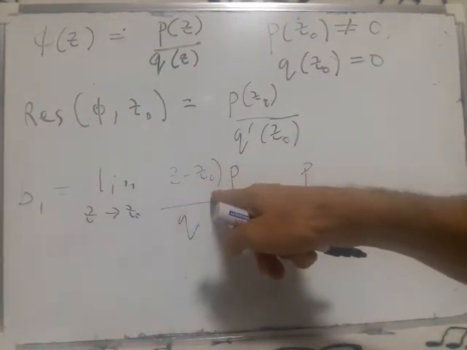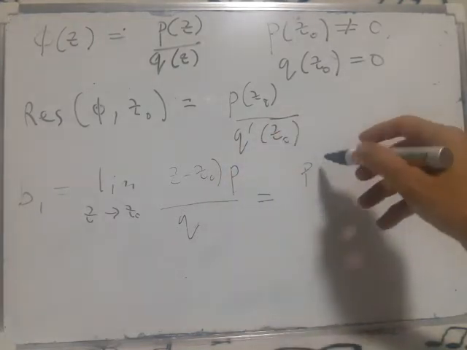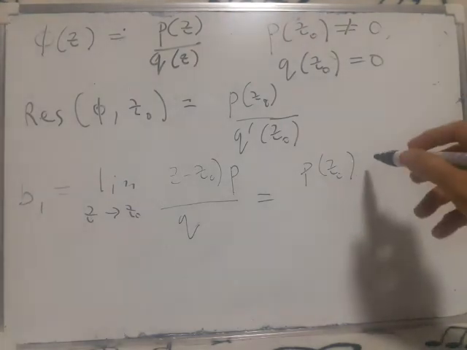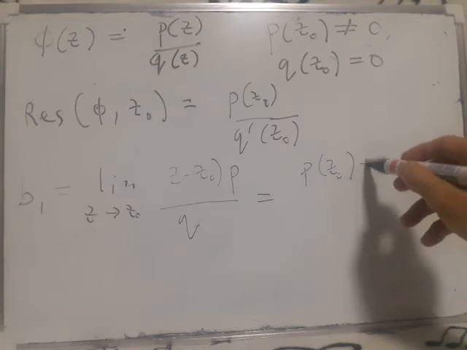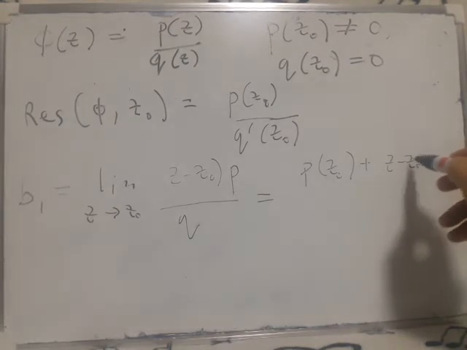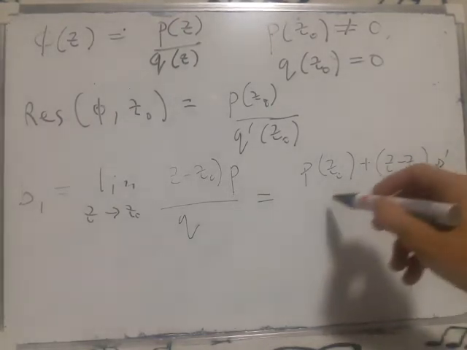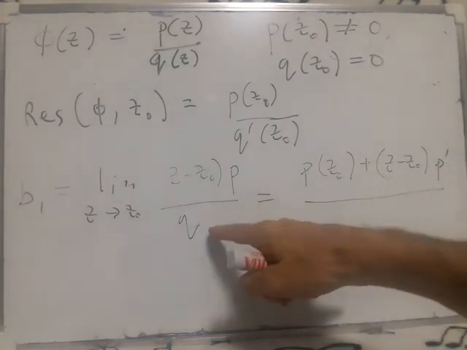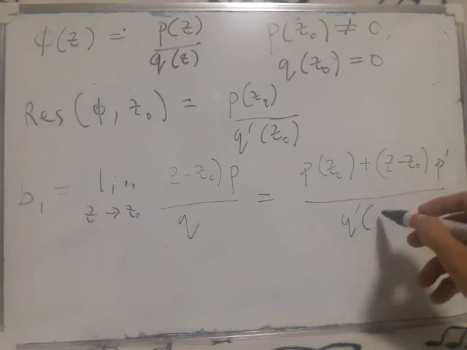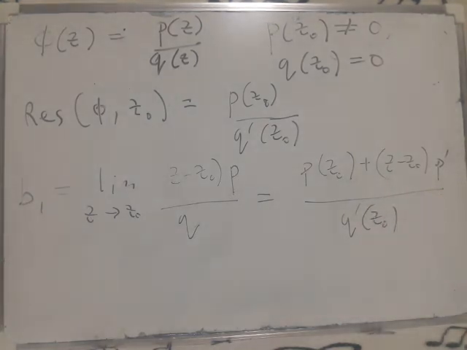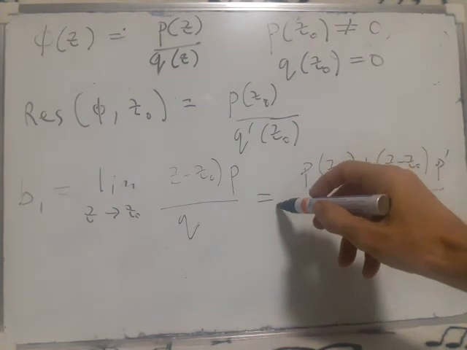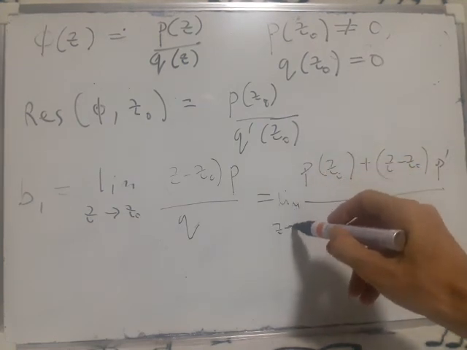So we differentiate this and we get p of z0 plus z minus z0 times p dashed, and then on the bottom we just differentiate this, and in all cases we evaluate, well, it's a limit as z tends to z0.